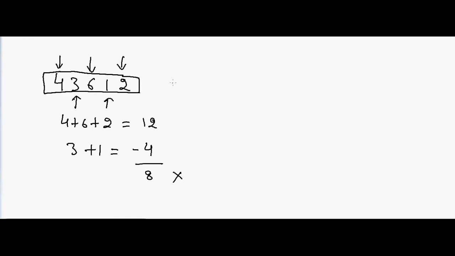But what can I do to make it divisible by 11? In that case, if we look here carefully, instead of 3, if I make this one 0, then this will be 1, and if I subtract 1 from 12, that will be 11. So if I make this modification 4, 0, 6, 1, 2, then this number should be divisible by 11.